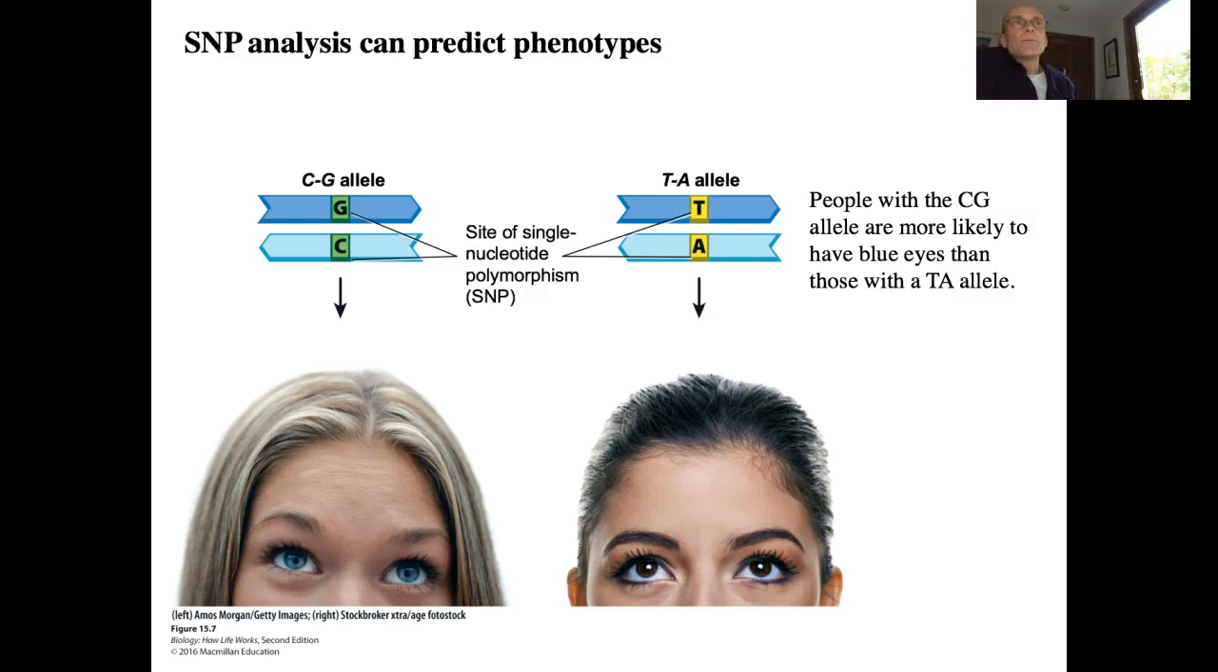So here's an example where you have a SNP, where you have a single nucleotide polymorphism that is for blue eyes or for brown eyes. So we have the GC allele with the TA allele. So in this case, we have people with the CG allele are much more likely to have blue eyes than those with the TA allele. Okay.